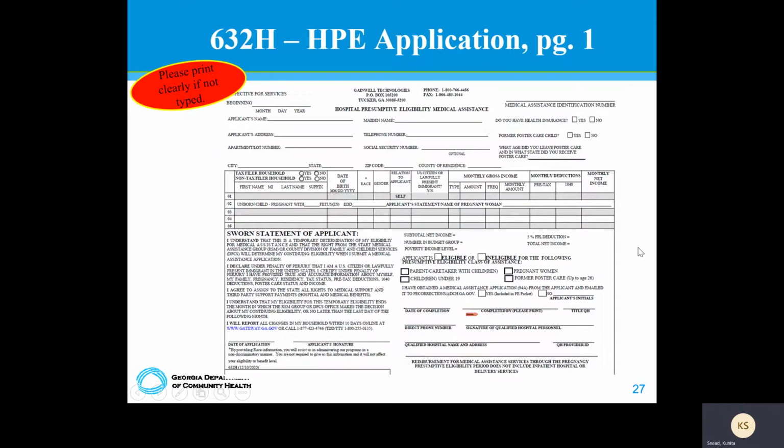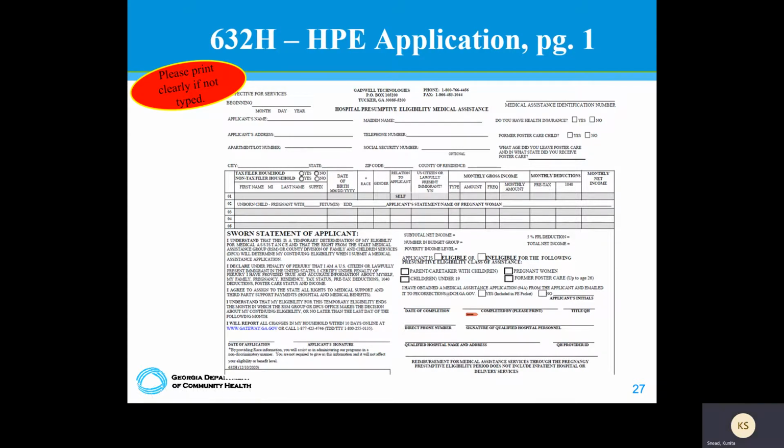So your first form that you always need to complete if someone is applying for presumptive eligibility is the PE application, which is your 632H. At the top will always be the name of the form. Bottom left-hand corner will always be the form number along with the last revision date in parentheses. So again, this is your PE application that you need to complete on each individual that is applying for presumptive.